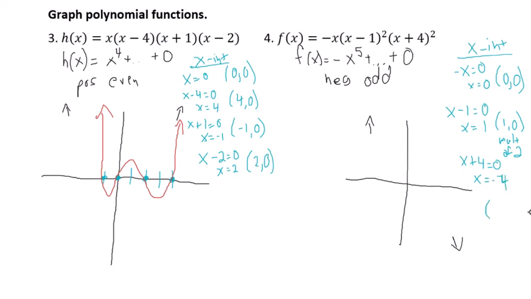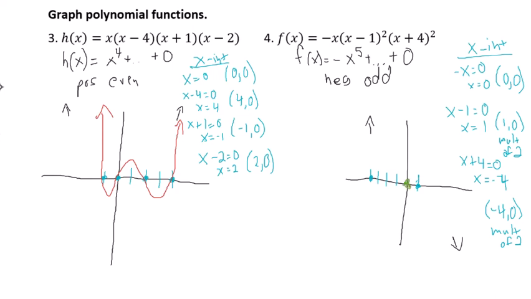And so negative 4, 0, which also has a multiplicity of 2. So go ahead and put 1, 2, 3, 4. Negative 4 is right there. We have a positive 1, which is right there. And 0, 0, which is our y-intercept, and x-intercept in the middle.